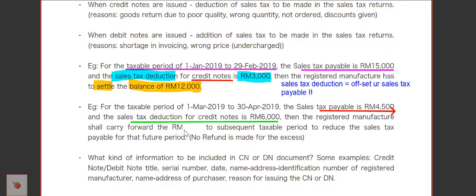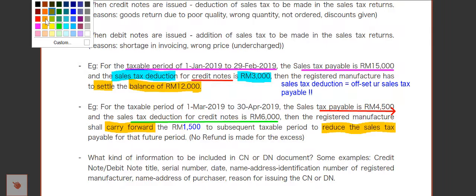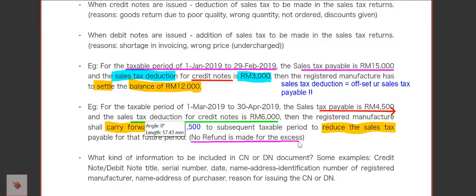Okay, so again, you need to change that. So you do have a balance of 1,005 as a result of the deduction, right? Now what do you do? You carry this forward to the future, to reduce the sales tax that you need to pay in the future. Now this is very important. You will not get a refund. Okay, there's no refund. Understand?